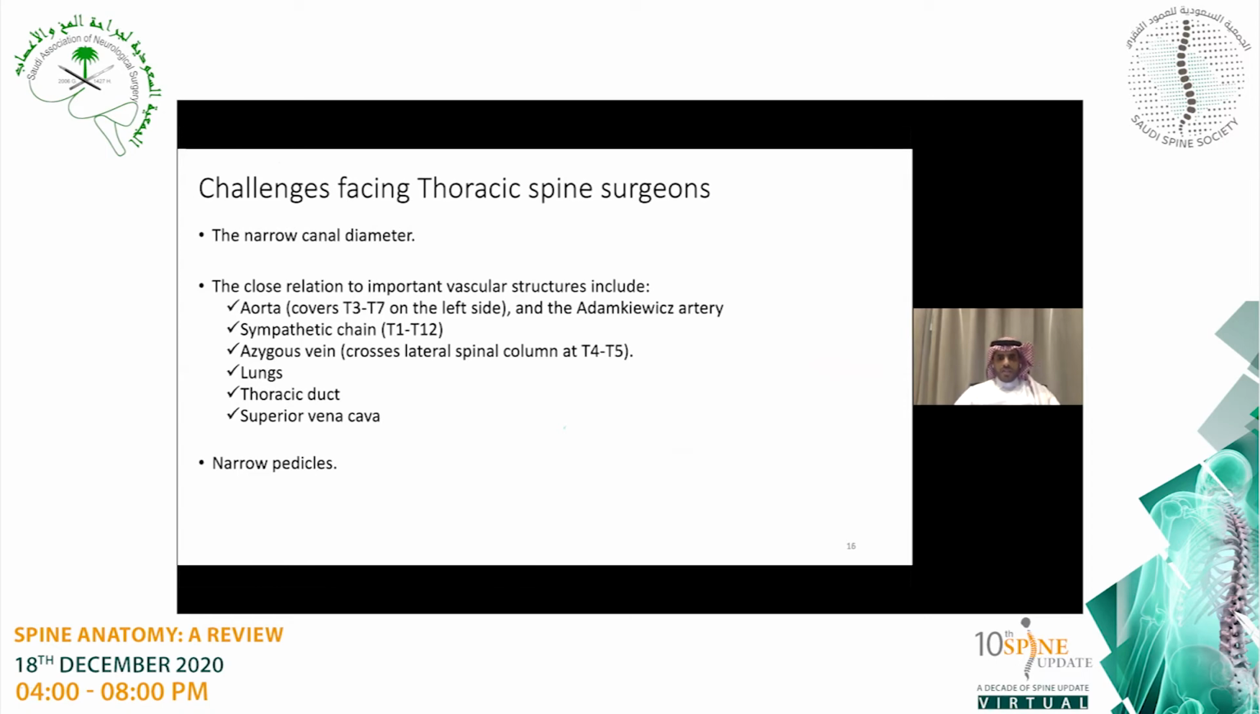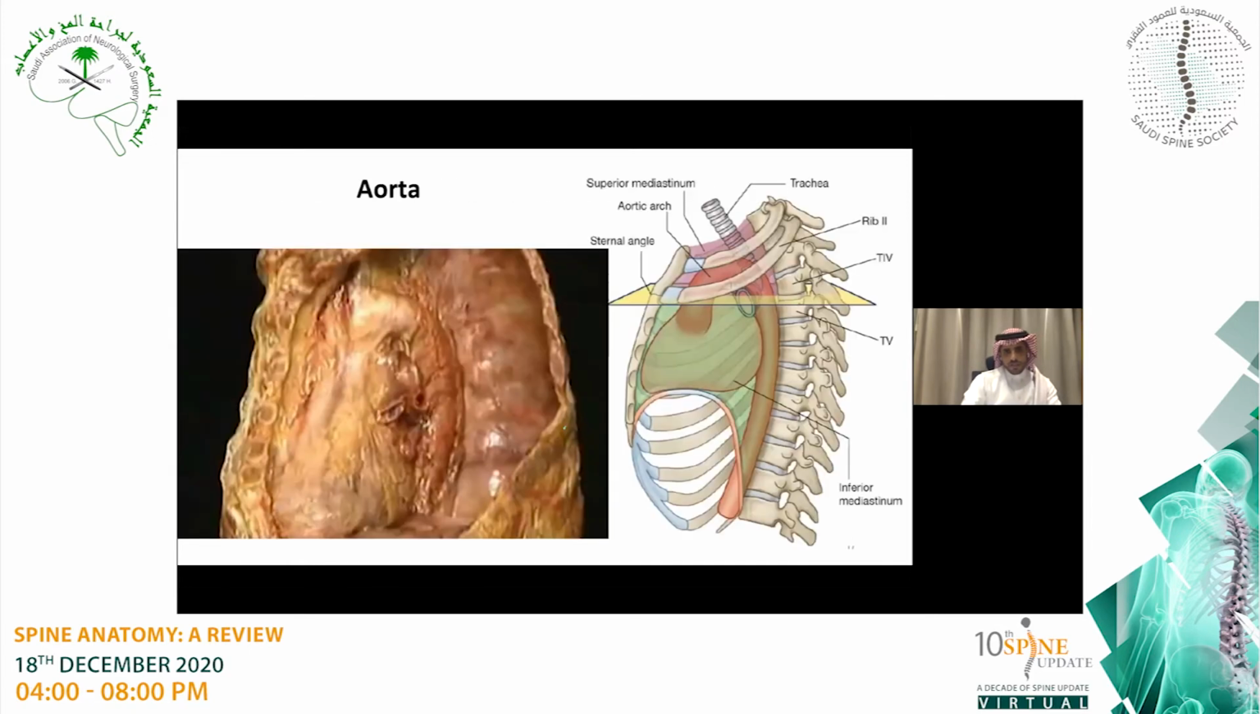There are a few challenges facing the surgeon when we do thoracic surgery. We take it as a simpler surgery than cervical, but it still has some challenges. The challenges I will talk about are the aorta and the artery of Adamkiewicz, the sympathetic chain, the azygos vein, the lungs, the thoracic duct and superior vena cava, and finally the narrow pedicles.